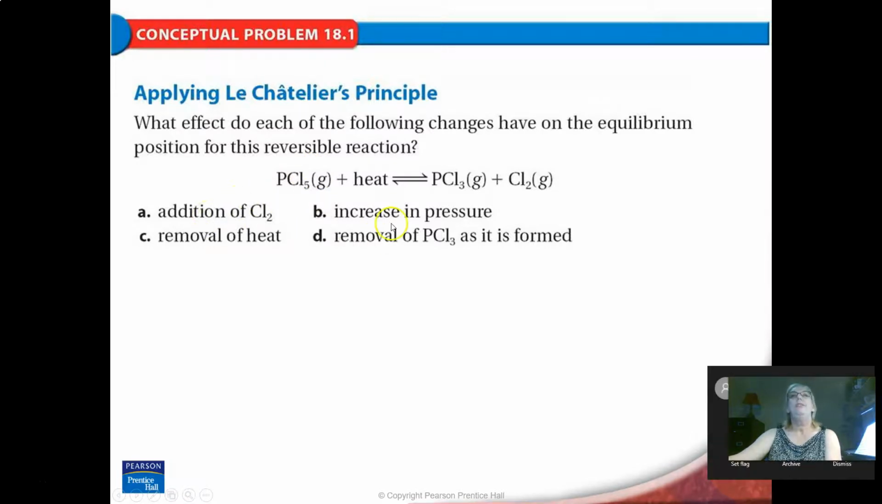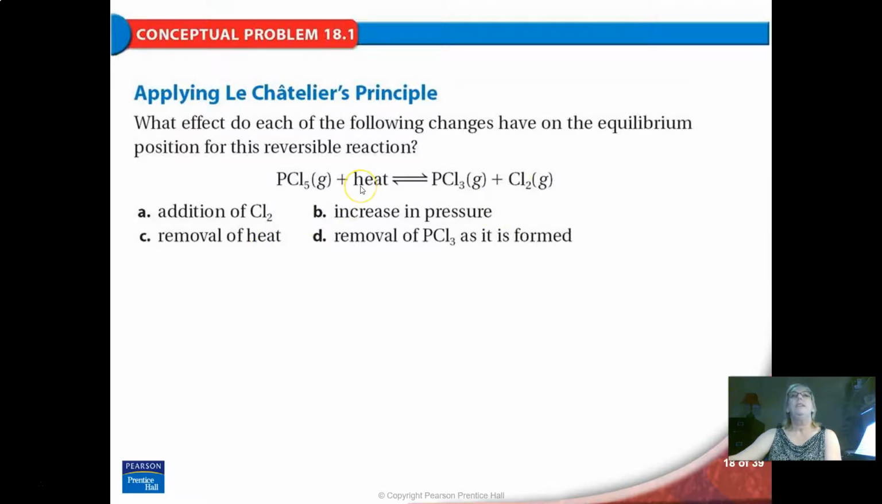If you increase pressure, this is a harder one. You have 1 mole of gas on this side, and you have 2 moles of gas on this side. So if I increase the pressure, the system is going to try to get back to the pressure it felt before, so left direction, to get rid of some of these gas particles, so you'll have lower pressure again. So that's kind of a harder one. You need to think about that one.